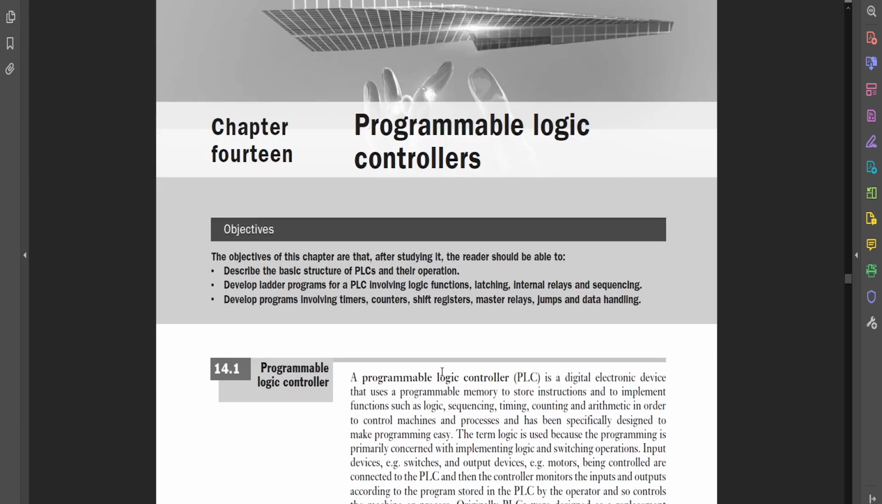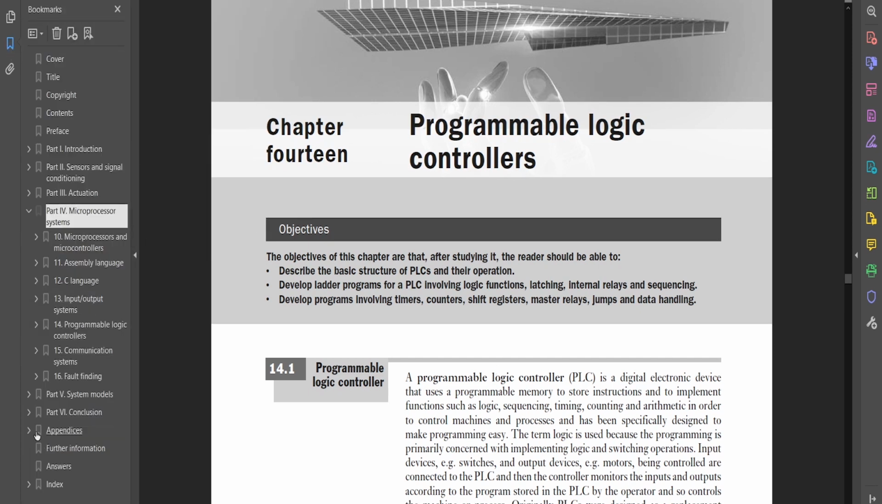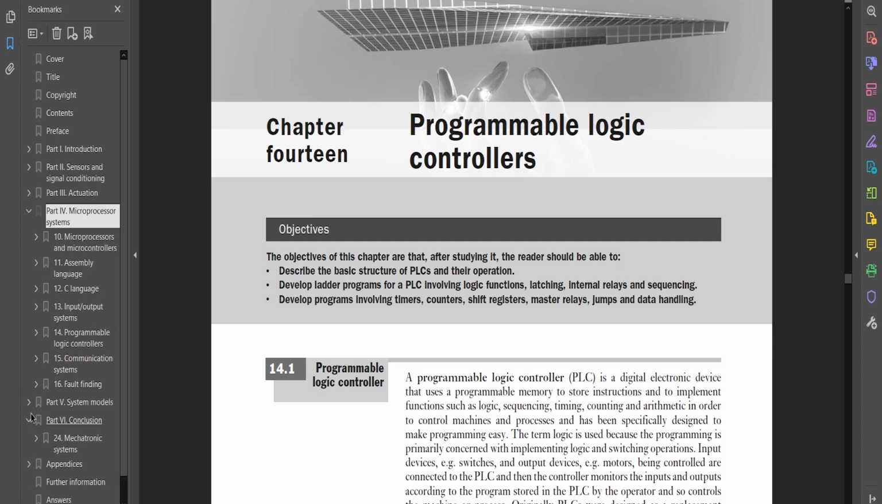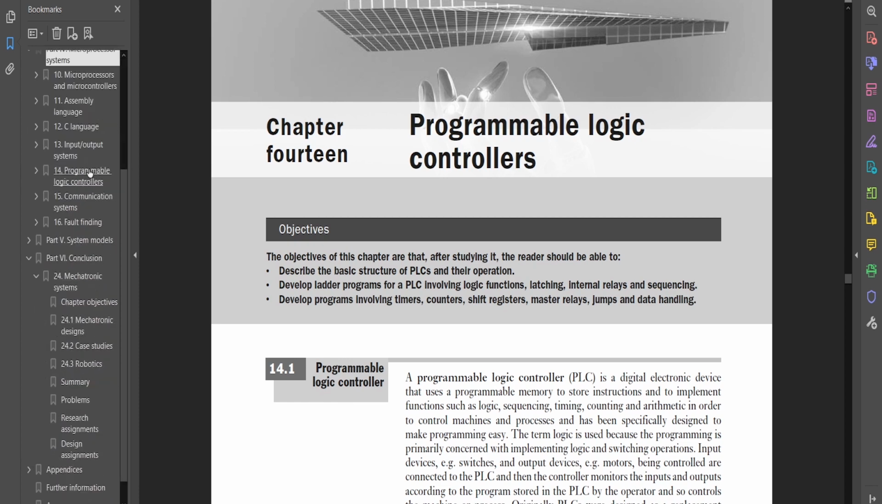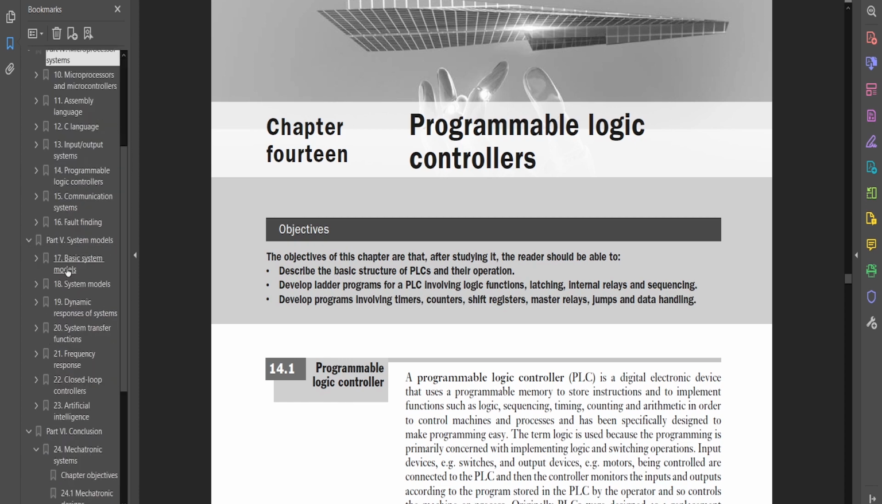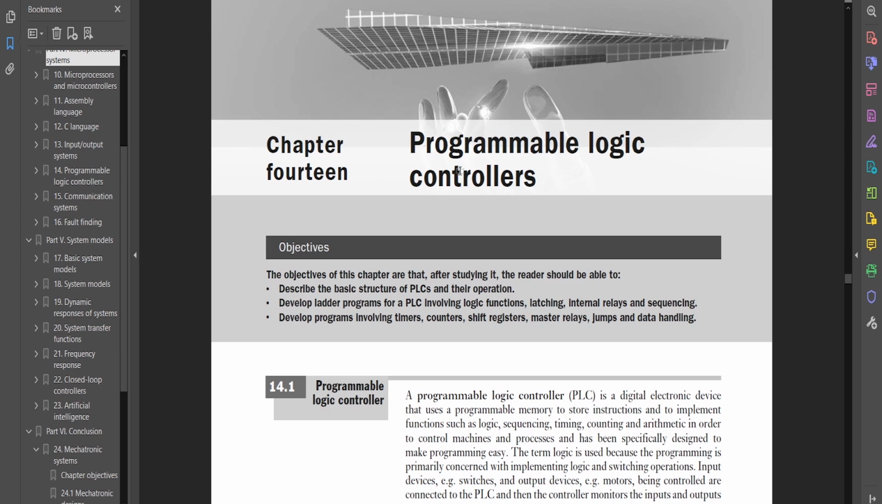Alright, so on to the next chapter, chapter 14. So we're in chapter 14 and there are, I believe, 24 total chapters. So we're more than halfway now. And yeah, it's still a fair bit. System models, stuff like that. Okay, let's carry on.